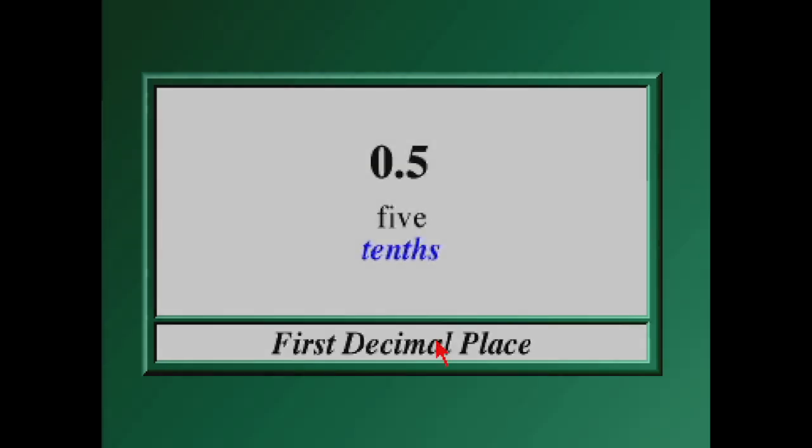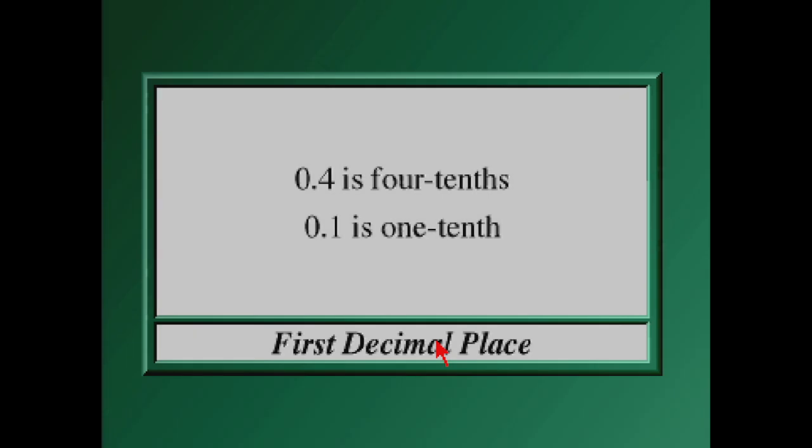For example, if the number 5 appears in the tenths column and there are no numbers in the decimal places to the right, the number is read as 5/10. Similarly, 0.4 is 4/10, 0.1 is 1/10, and so on.